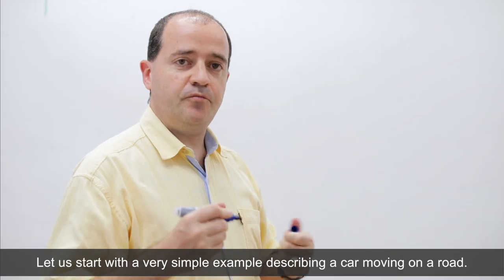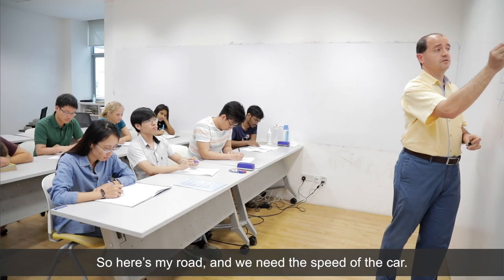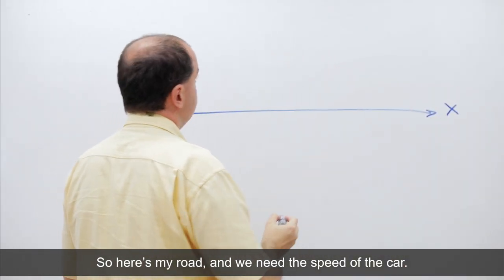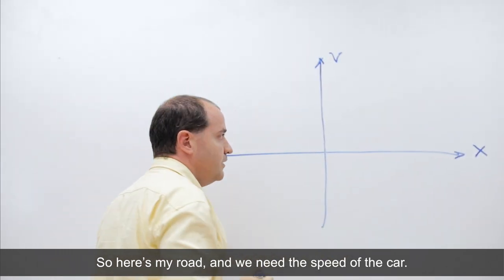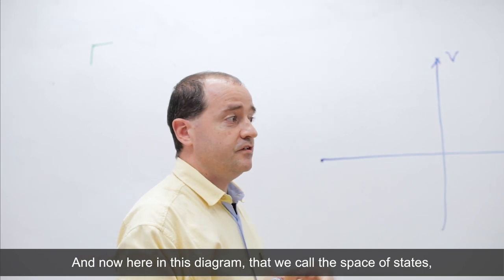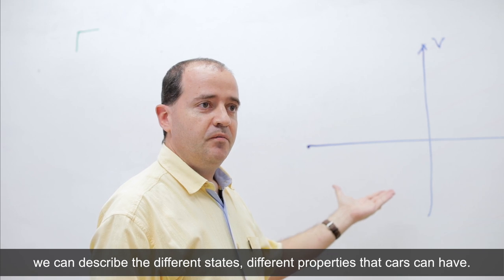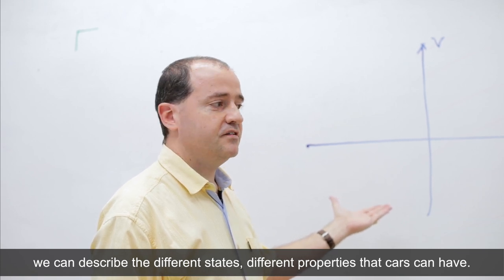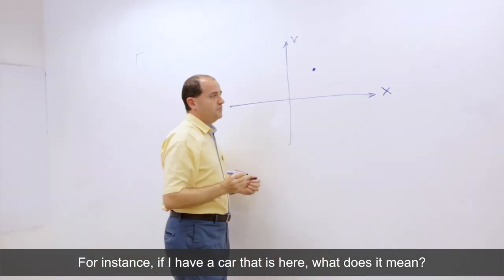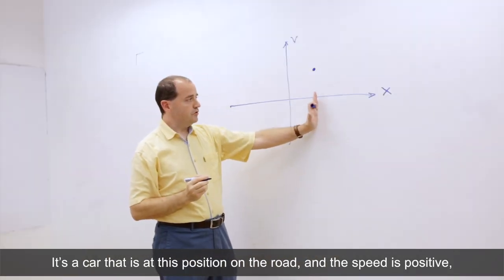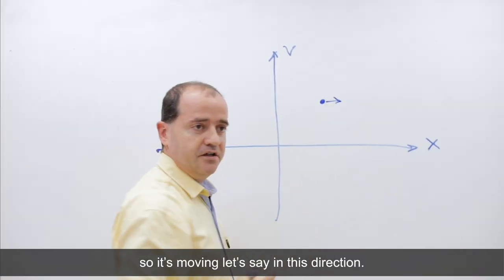Let us start with a very simple example, describing a car moving on a road. So here's my road. And we need the speed of the car. And now, here in this diagram that we call the space of states, we can describe the different states, the different properties that the cars can have. For instance, if I have a car that is here, what does it mean? Well, it's a car that is at this position on the road, and the speed is positive, so it's moving, let's say, in this direction.